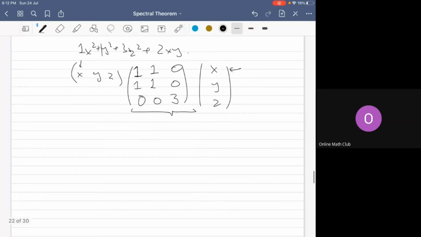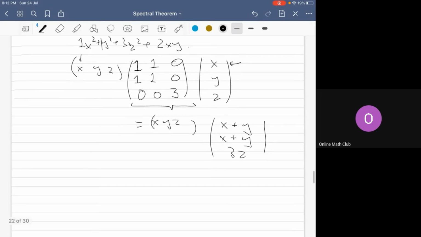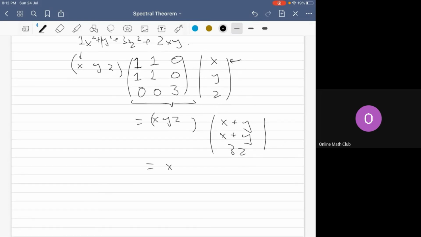So let's just check this by expanding for some clarity. This is like x, y, z, x plus y, x plus y, and then 3z, which would be x squared plus xy plus yx plus y squared plus 3z squared, which is the same thing.